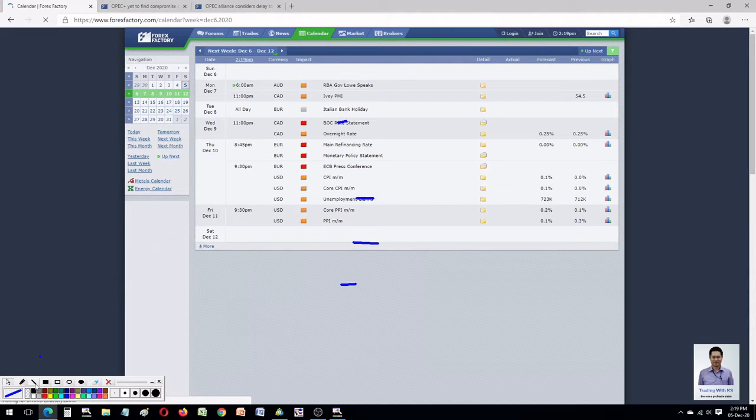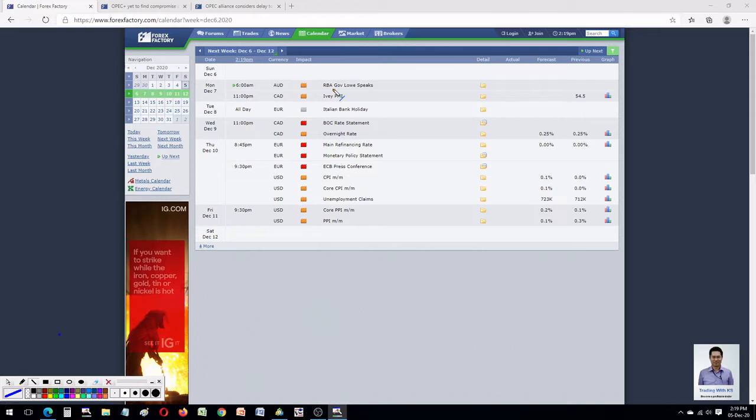Okay, there's very little to say about next week. Monday we got AUD government law speaks. Then Monday we got Canada manufacturing PMI. Tuesday is a bank holiday and no big news here. Wednesday, we got the cash rate, interest rate for Canada. They expect the interest rate to remain, which is good.